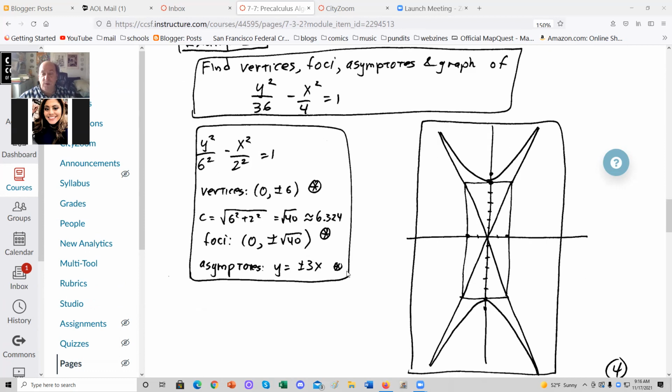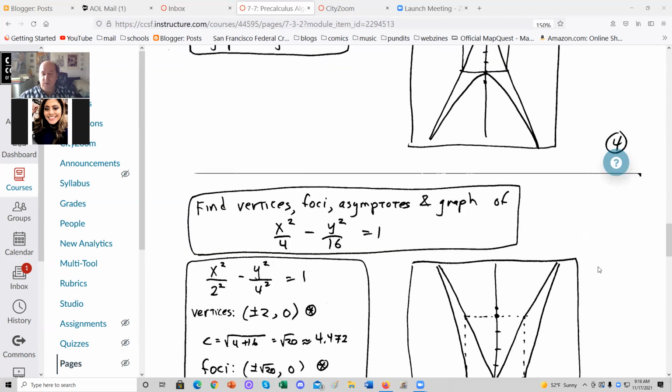The foci are at 0 by plus or minus c, where c is the root of 6 squared plus 2 squared, which is root 40, about 6.324. So about 6.324 here and here. And y equals plus or minus 3x are the asymptotes.